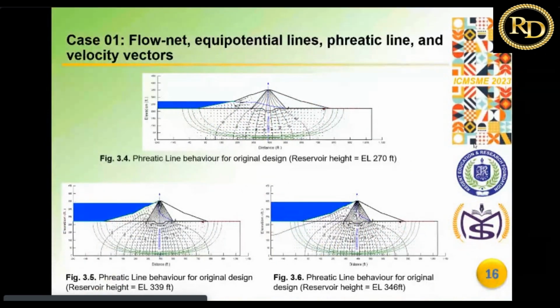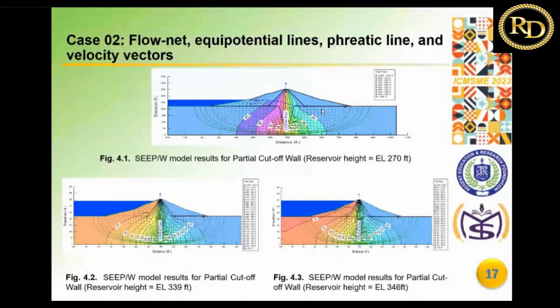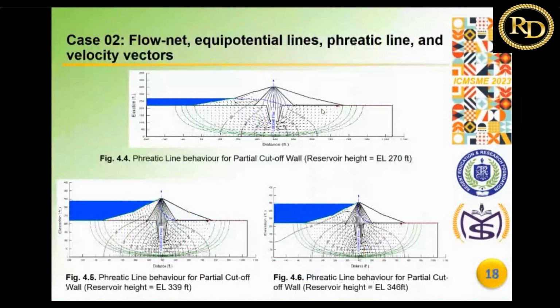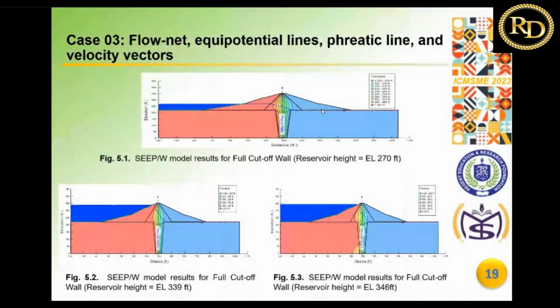This slide shows another view of case 1, where we can see that from the upstream slope, the phreatic line is passing through the shell, and while it is going to the downstream, it is falling into the filter drain. So there will be no cutting of the downstream slope, which means that the dam is safe against piping. Likewise, these are the simulated results for case 2. These are the results for case 2 for the phreatic line behavior. And this is the result for case 3 when the dam is with the full cutoff wall. Here we can see the equipotential lines and flow net didn't develop because there was no base flow. All the flow was through the shell only.